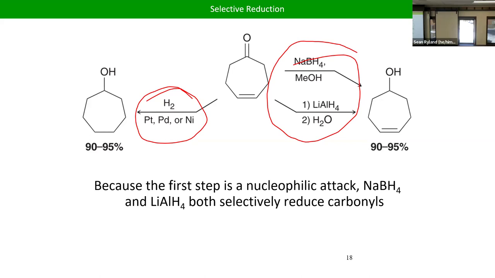because they need to have a target to attack, right? They need to have a pretty strong partial positive, something they can attach to. Now, we do have to watch out for the hydroboration side of things, but sodium borohydride is not the same reactant as borane.